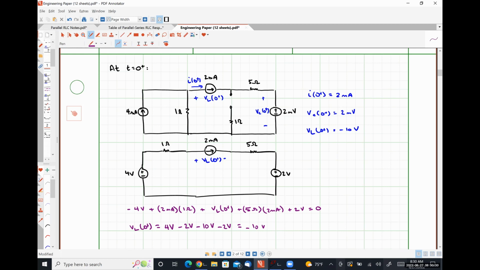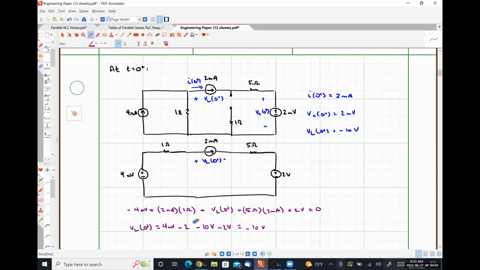So 4 milliamps times 1 ohm should look like 4 millivolts. Wondering why the scales came here. All right, so this is going to be 4 millivolts minus 2 millivolts, 10 millivolts, 2 millivolts. So this is going to look like negative 10 millivolts. Just double checking everything here.